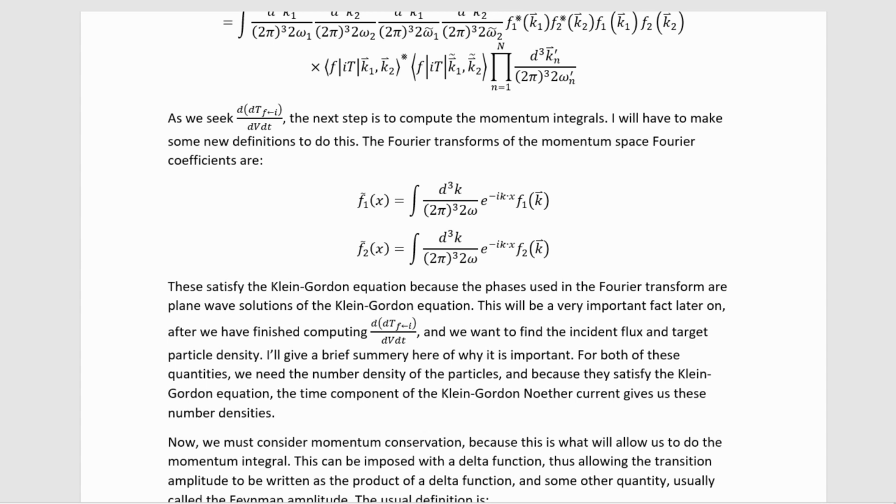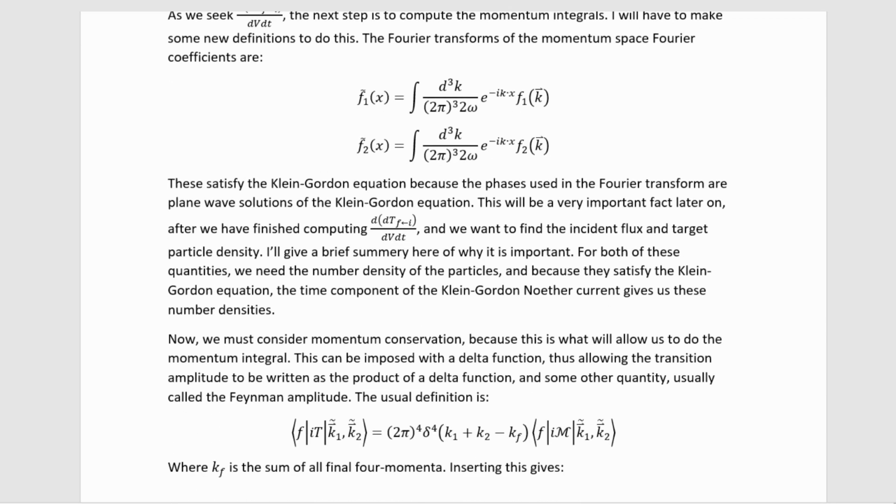For both of these quantities, we need the number density of the particles, and because they satisfy the Klein-Gordon equation, the time component of the Klein-Gordon Noether current gives us these number densities. Now we must consider momentum conservation, because this is what will allow us to do the momentum integral. This can be imposed with a delta function, thus allowing the transition amplitude to be written as the product of a delta function and some other quantity, usually called the Feynman amplitude.